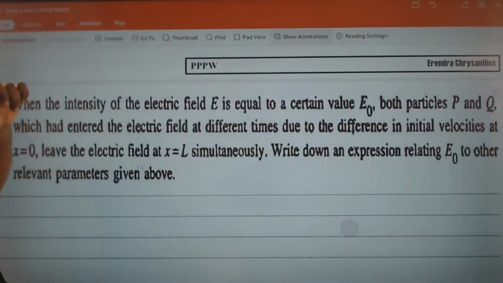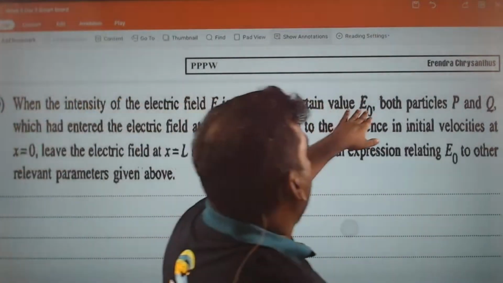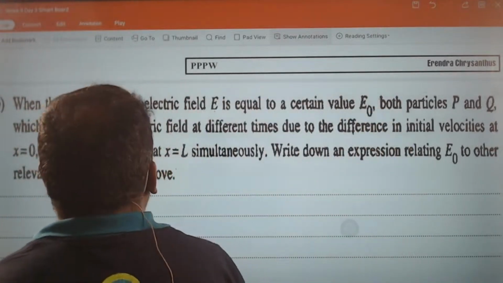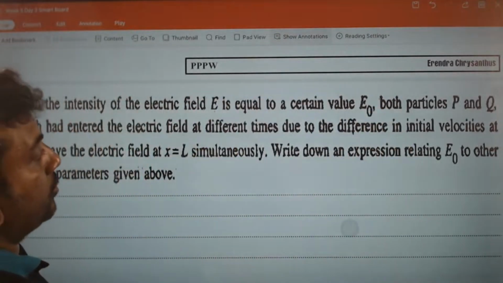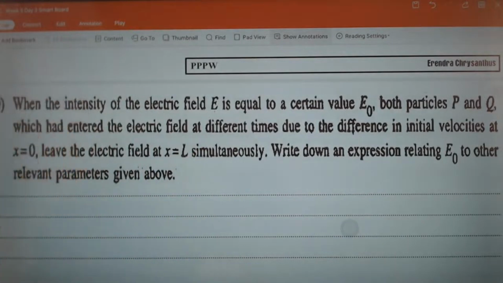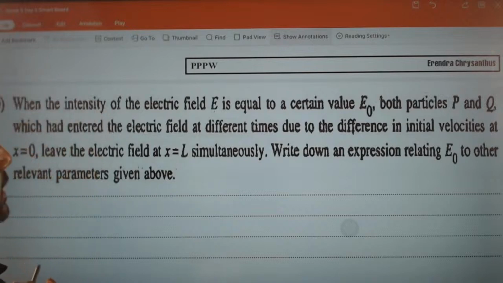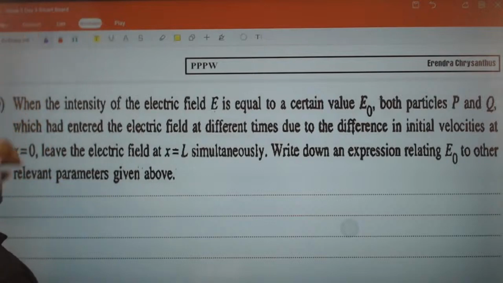When the intensity of the electric field is equal to a certain value E0, both particles P and Q, which have entered at different times due to difference in initial velocity, leave the electric field simultaneously. Write the expression relating E0 to the other relevant parameters. Interesting. Now what are they telling you? These two fellows enter at different times. They will leave together. So I'll draw this here.